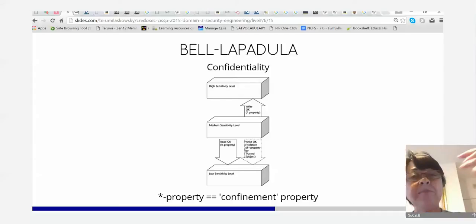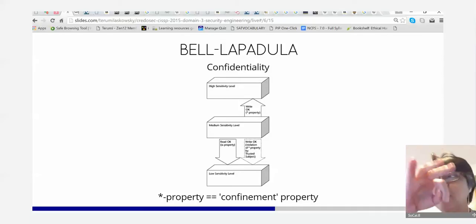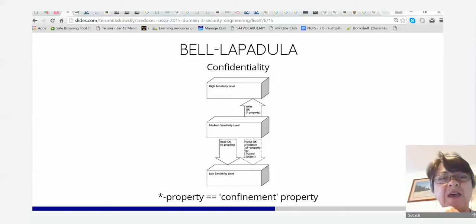So you can provide something that may be considered top secret as an input. Okay? But the thing is, you will not be able to read the top secret information. So if you were to have an arrow going up that says read, it would be a no on that.